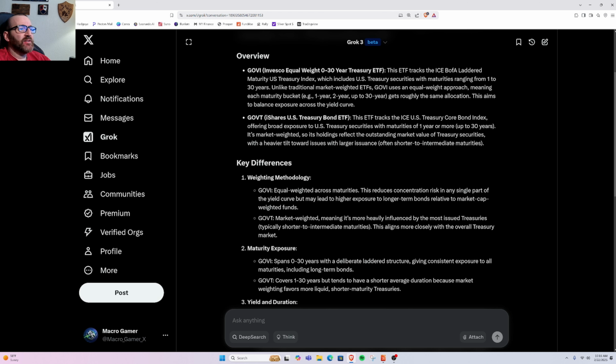GOVT, the iShares U.S. Treasury Bond ETF. This ETF tracks the ICE U.S. Treasury Core Bond Index, offering broad exposure to U.S. Treasury securities with maturities of 1 year or more up to 30 years. It's market weighted, so not equally weighted, it's market weighted. So its holdings reflect the outstanding market value of Treasury securities, with a heavier tilt toward issues with large issuance, often shorter to intermediate maturities.